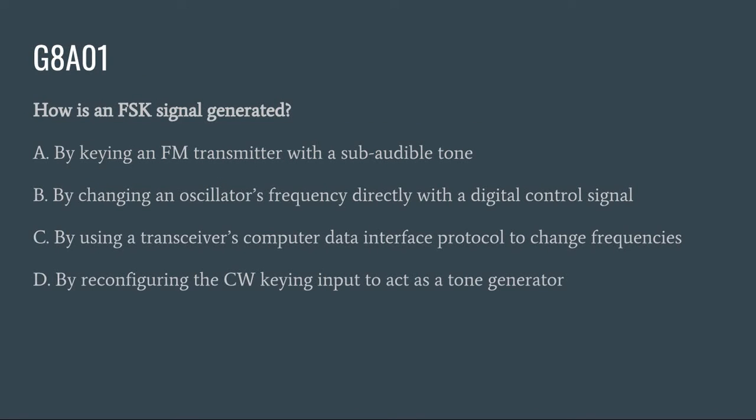G8A01. How is an FSK signal generated? A. By keying an FM transmitter with a subaudible tone. B. By changing an oscillator's frequency directly with a digital control signal. C. By using the transceiver's computer data interface protocol to change frequencies. Or D. By reconfiguring the CW keying input to act as a tone generator. Looks like the correct answer here is B, by changing an oscillator's frequency directly with a digital control signal.